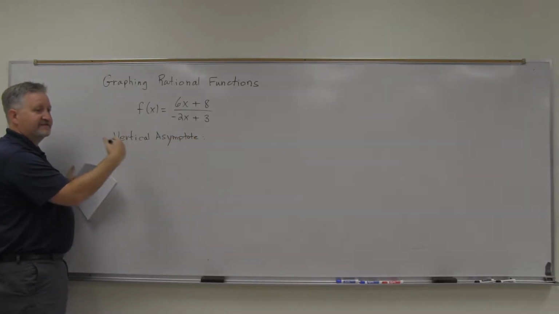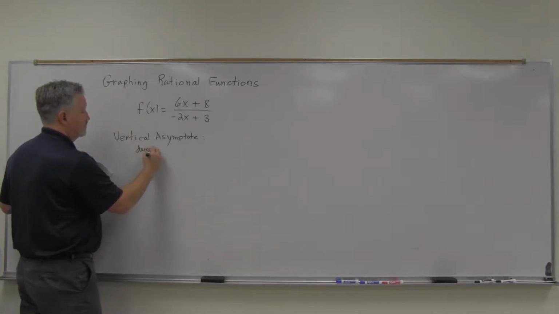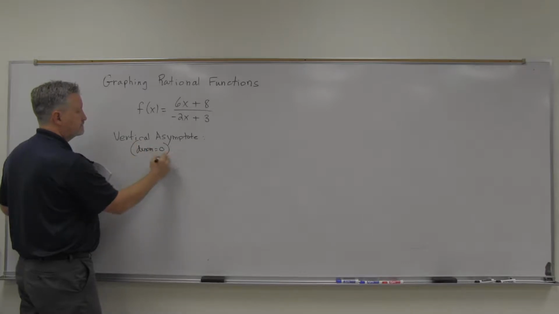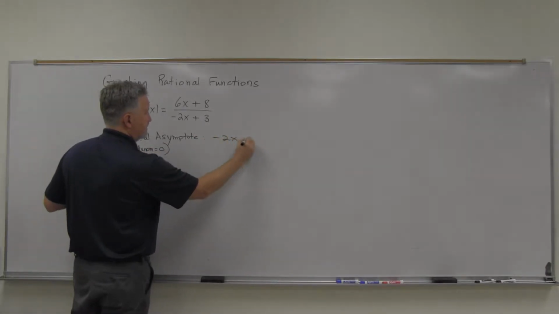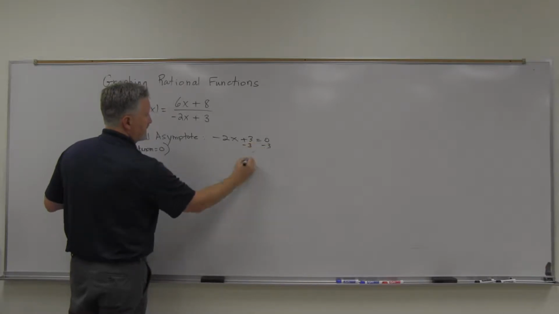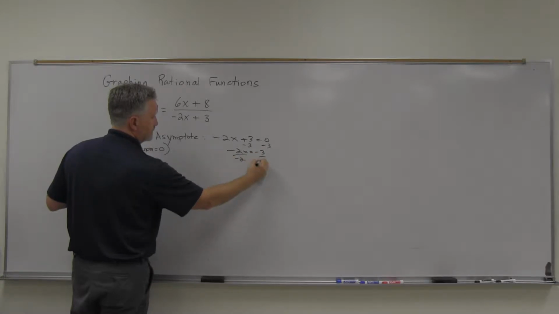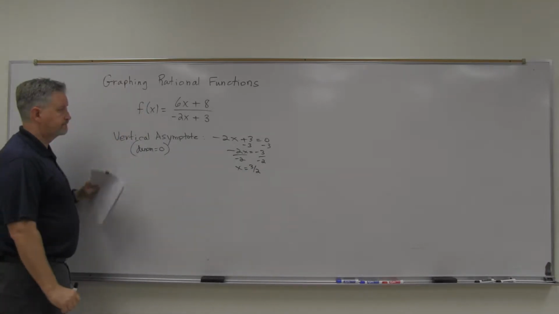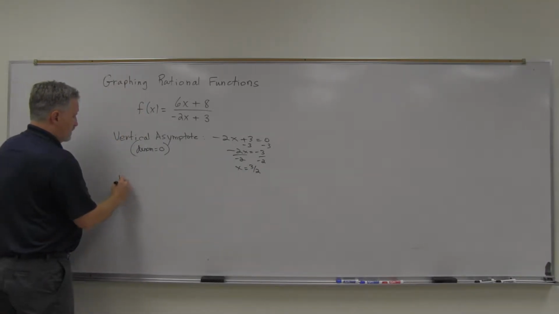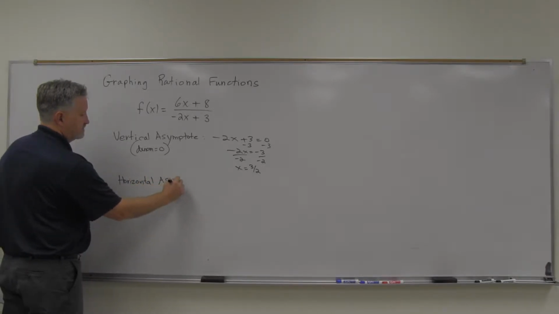Well, for one such as this, that's going to be where the denominator equals 0. And so I just set that equal to 0 and solve that out. And that's going to be positive 3/2, 1.5. All right, then we also mentioned, for ones like this, horizontal asymptote.